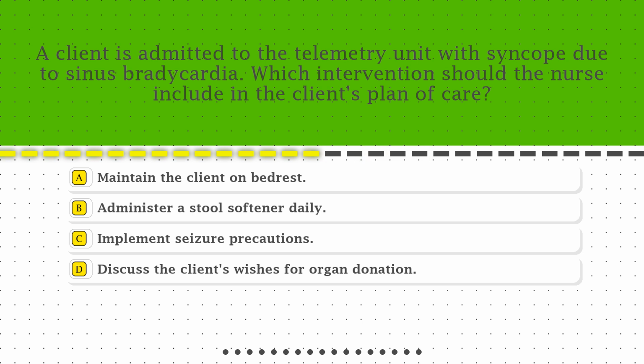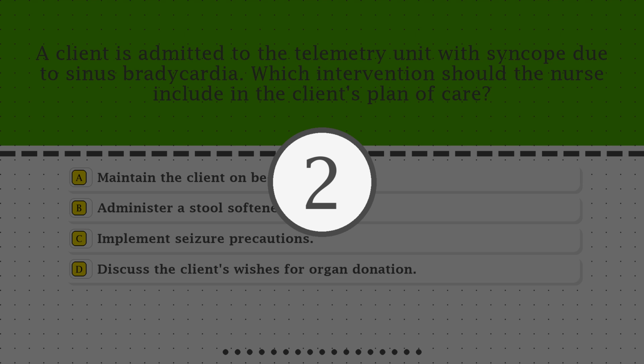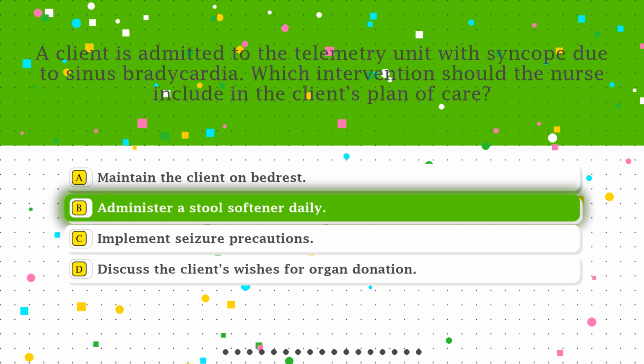Option A. Maintain the client on bed rest. Option B. Administer a stool softener daily. Option C. Implement seizure precautions. Option D. Discuss the client's wishes for organ donation. The correct answer is option B. Administer a stool softener daily.